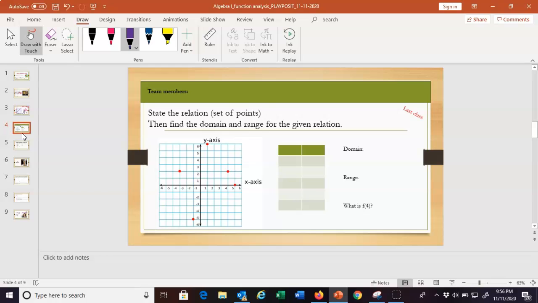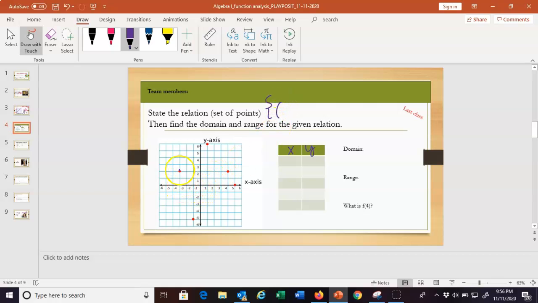So this is what we're going to do in our breakout rooms. We'll do it together here. It says, state the relation, then find the domain and range. So remember, we can represent relations and functions different ways. We can do it on a coordinate plane. We can do it in an XY table. We can also do it as a set of points. Let's do that here, where we just list out the points.